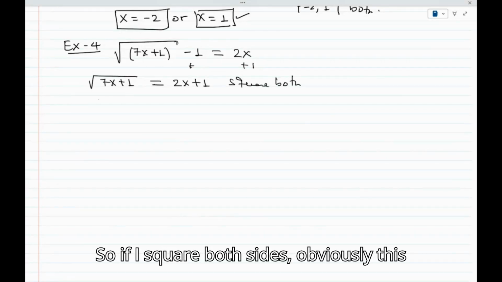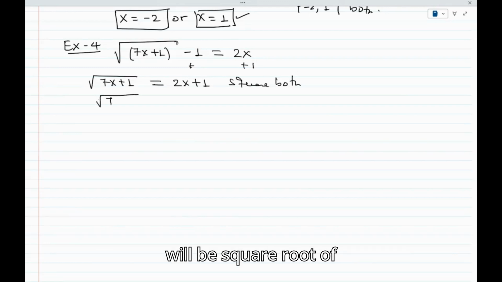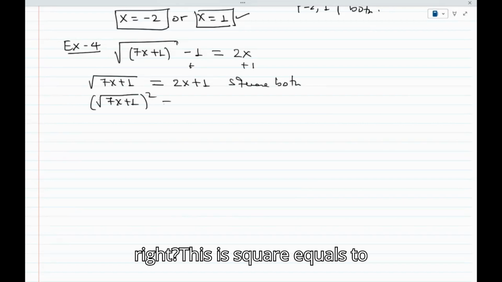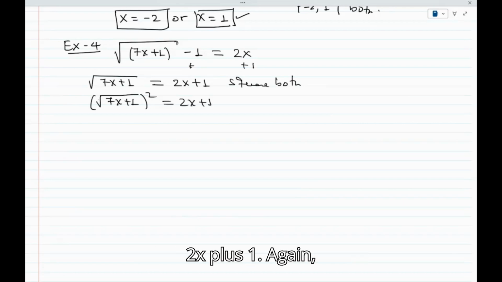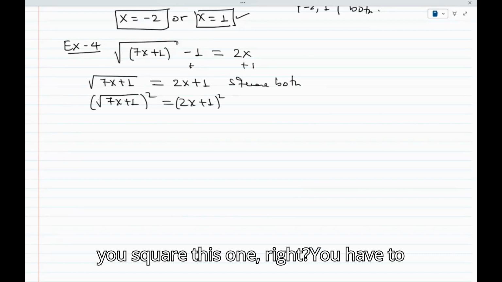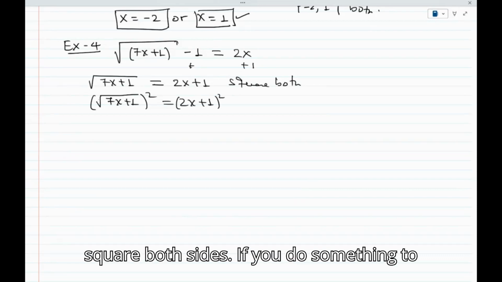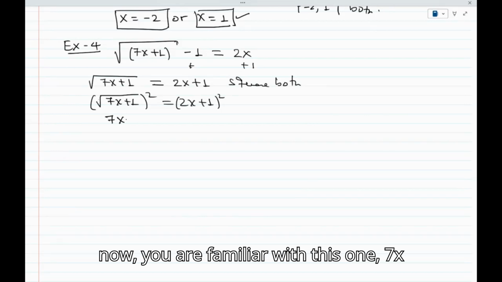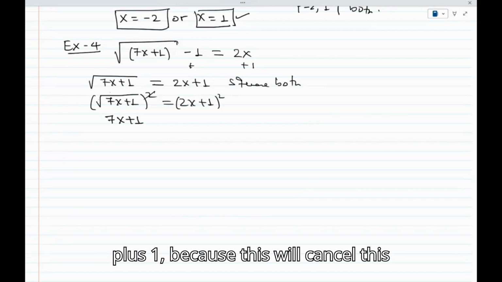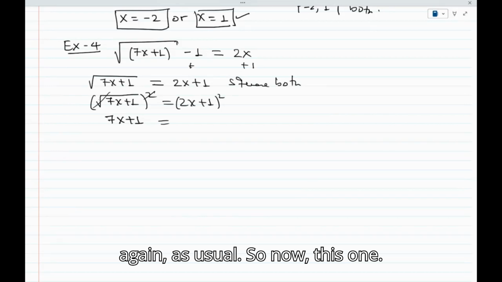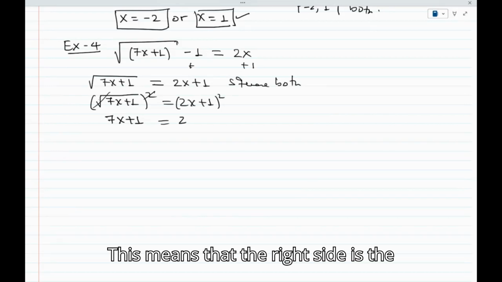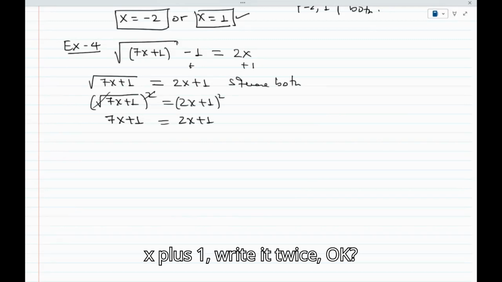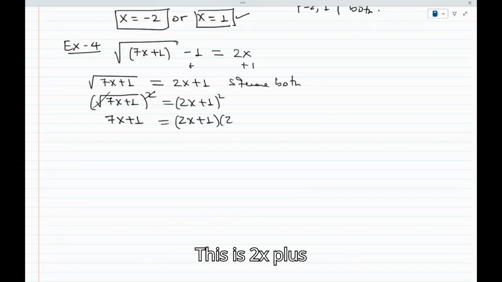If I square both sides, this will be the square root of 7x plus 1 squared, equal to 2x plus 1 squared. You have to square both sides: if you do something to the left side, you have to do the same thing to the right side. As always, you are familiar with this: the square cancels the square root, leaving 7x plus 1. The right side is 2x plus 1, written twice.